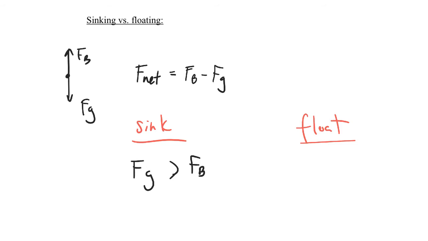So floating is kind of the opposite, but we can't just reverse the inequality symbol. We can't just say FB is greater than FG, because that usually doesn't happen. If FB was greater than FG, you'd have a net force upward and this thing would come shooting out of the water. And I think I gave an example yesterday with the beach ball, right?